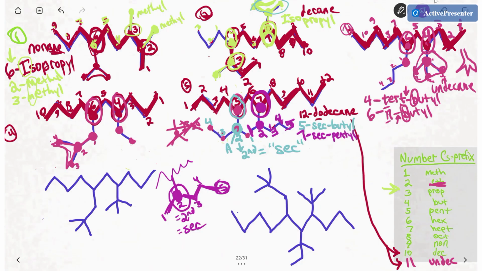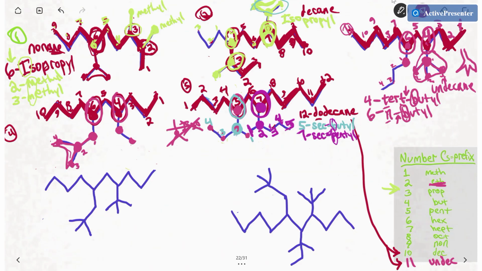Okay, so now we need to alphabetize these. Well, we have a B and a P, because since they're hyphenated with the sec, we don't use the secondary prefix to abbreviate. So we know the butyl is going to come first, so we're going to write this 5-sec-butyl-7-sec-pentyldodecane. So that would be number 5 on this page.